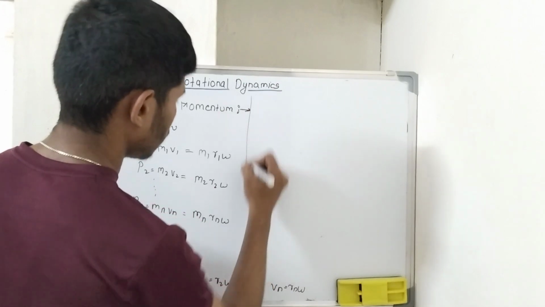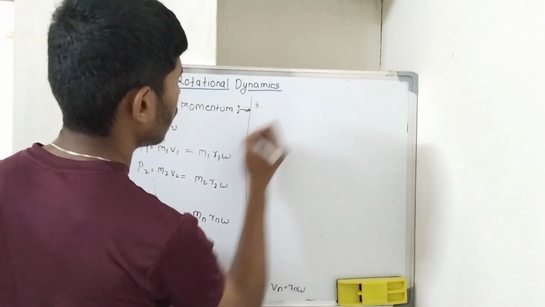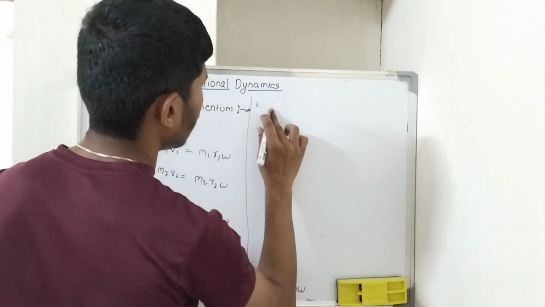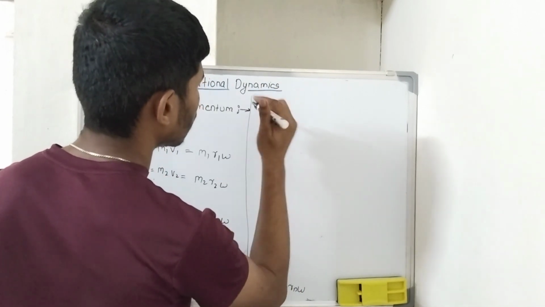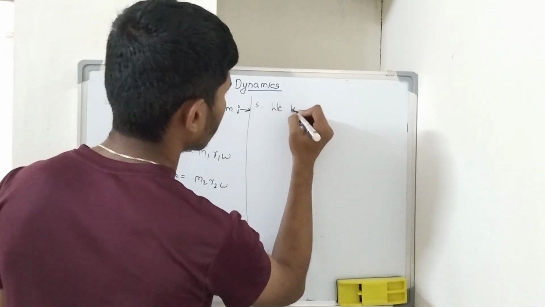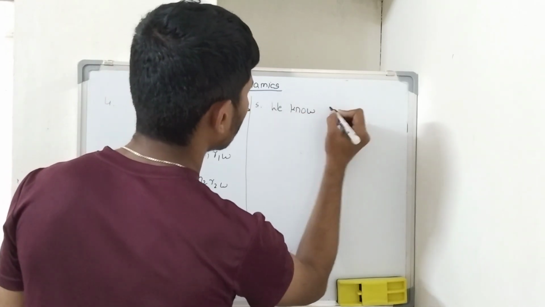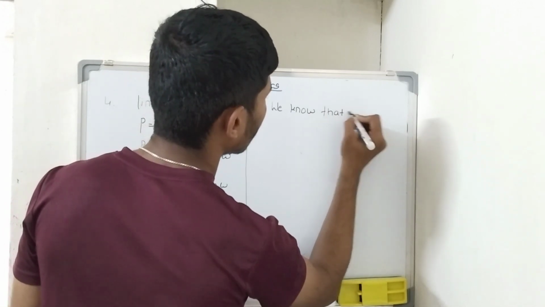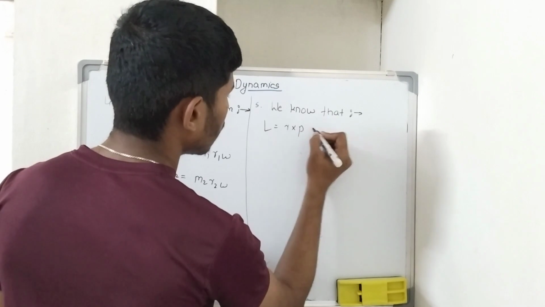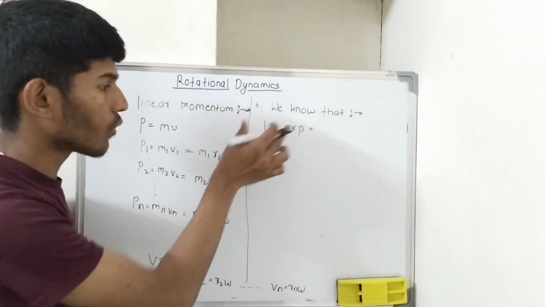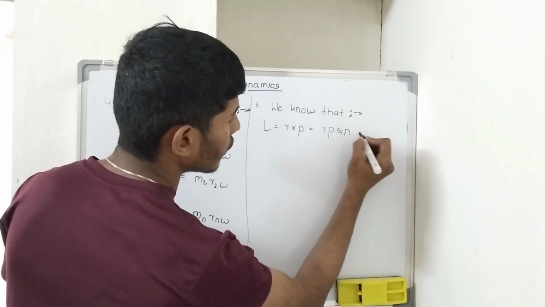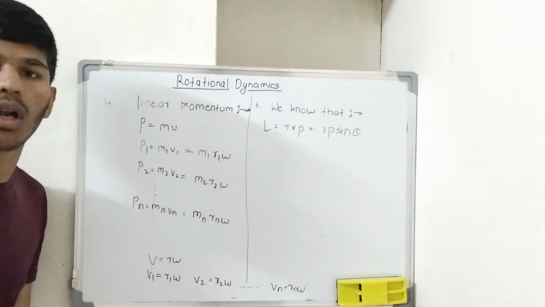The fifth one is to find the angular momentum, that is L is equal to R bar cross P bar. We know that L is equal to R bar cross P bar. To find the magnitude of this, it will be R p sin theta. We discussed this earlier.